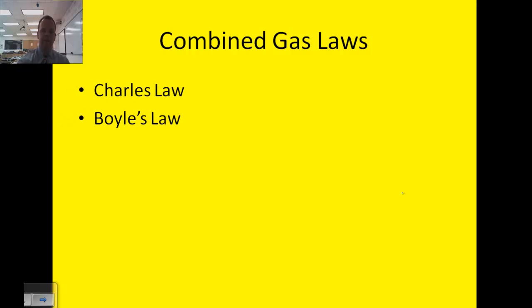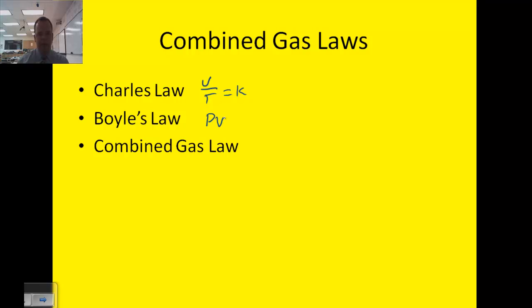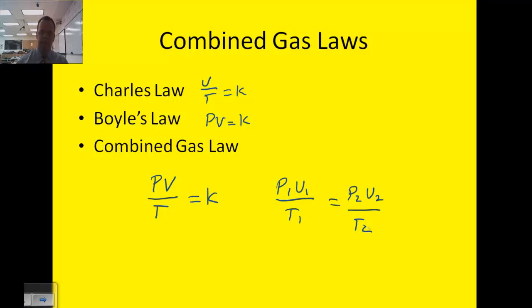We also have something that involves 3 variables, just like we had Charles's law that was 2 variables, Boyle's law that was 2 variables, Avogadro's that was 2 variables, Amonton's that's 2 variables. We also have the combined gas law, which combines Charles's law and Boyle's law. Remember, V over T equals K for Charles, P times V equals K for Boyle. So the combined gas law is going to be the two of them combined together: P times V over T equals K, or P1 V1 over T1 equals P2 V2 over T2.